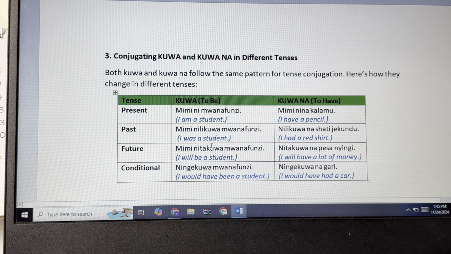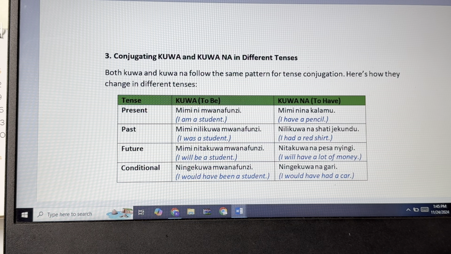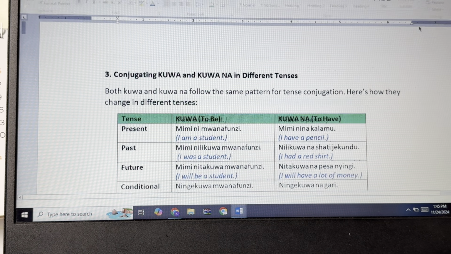Conjugation of kuwa and kuwa na in different tenses. Let's see these conjugations. I'll just go ahead and show all the tabs and commands. Let me show all of them.